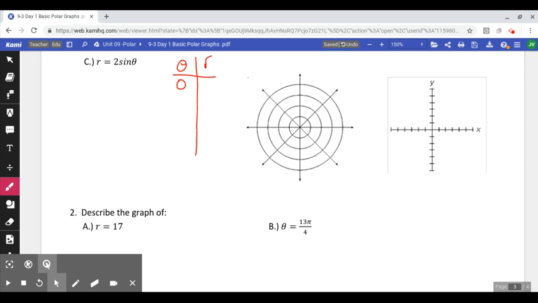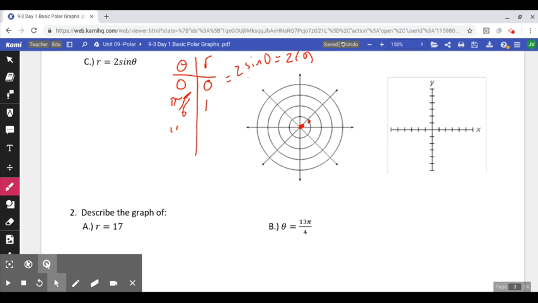So that's 2 times the sine of theta, and the sine of 0 is 0, so this will be 2 times 0, which is actually 0. So the ordered pair (0, 0) is on the graph. If we pick another one, let's say pi over 6, the sine of pi over 6 is a half, and a half times 2 happens to be 1. So at pi over 6, we would go out 1 unit.